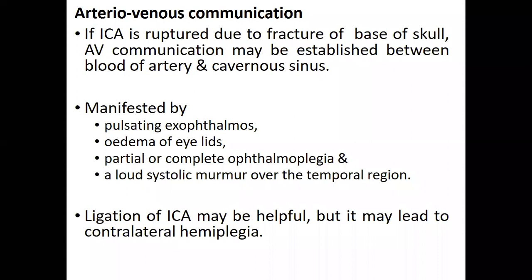If there is arteriovenous communication, the symptoms or manifestations will be pulsating exophthalmos. There will be edema of the upper eyelid, maybe lower eyelid also, and partial or complete ophthalmoplegia. There is severe pain around the orbit, and a loud systolic murmur over the temporal region can be heard because of communication of the internal carotid artery with the cavernous sinus.